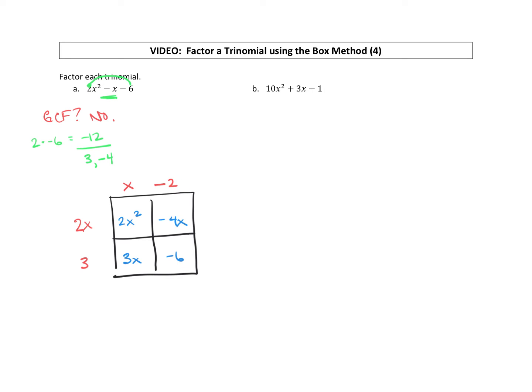Now we can go ahead and put our final answer. We have our binomial factors. One of them is 2x plus 3, and the other one is x minus 2. And now we have factored that trinomial.